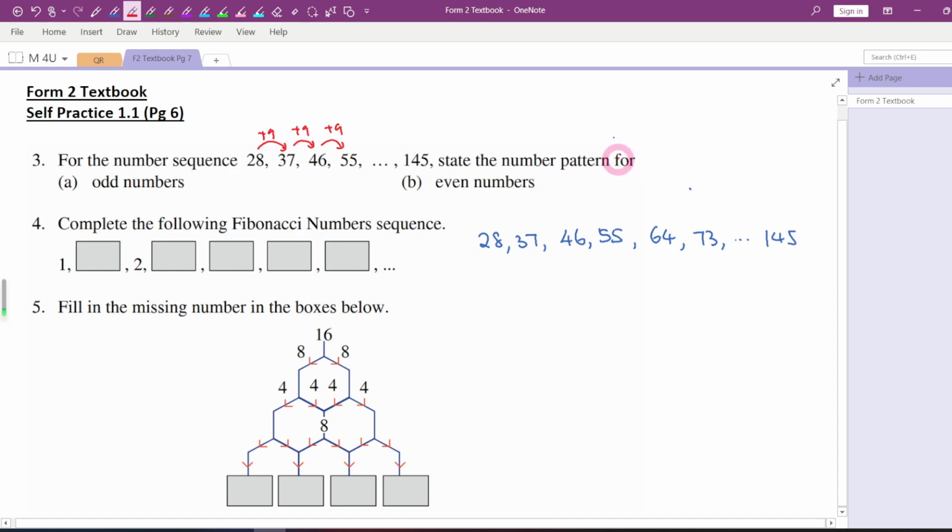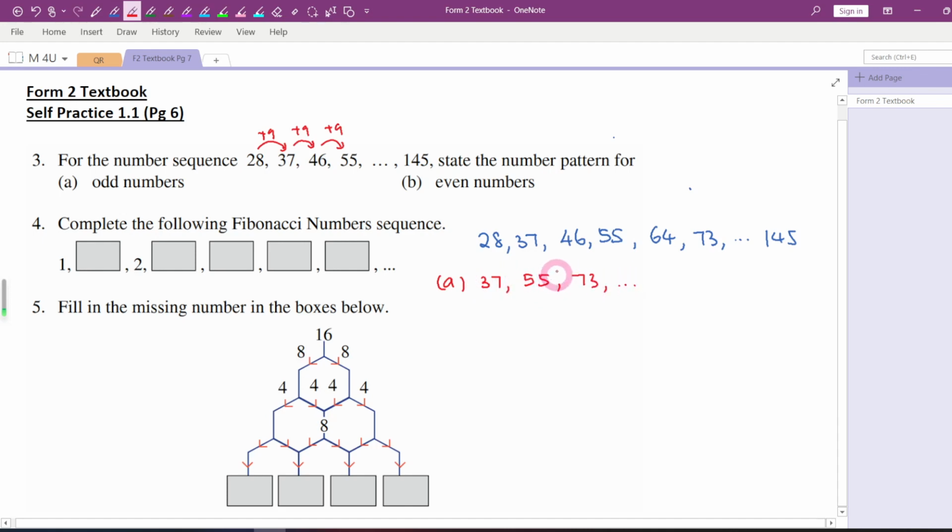But now the question is not asking us to state the number pattern for this sequence, but it wants us to state the number pattern for odd number. So now you look at this sequence: even, odd, even, odd, even, odd, and so on, right? Now, if you only focus on odd number, then it will be 37, followed by 55, followed by 73, and so on.